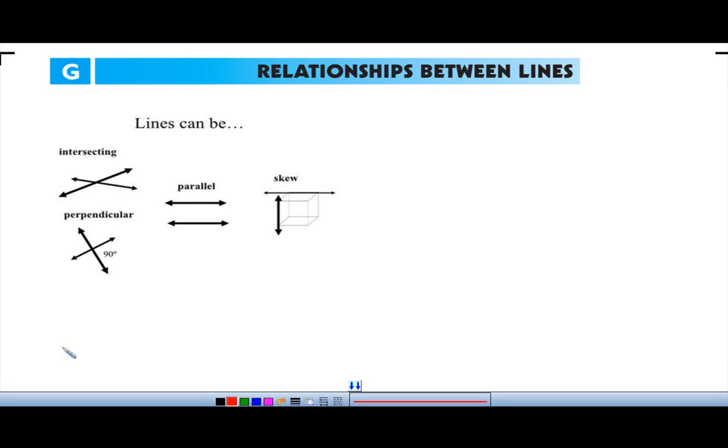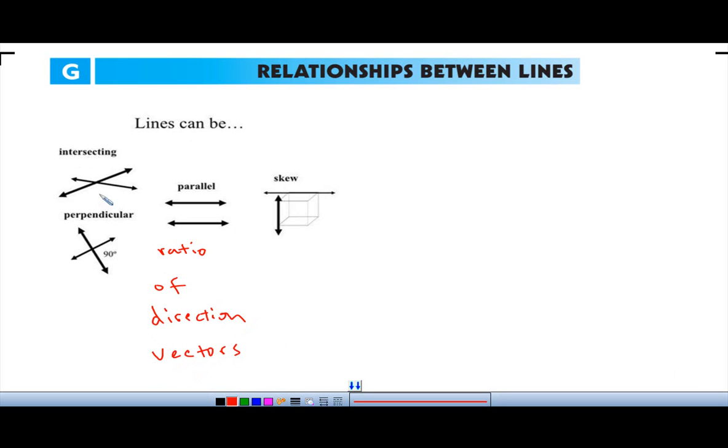Lesson G, the relationship between lines. So when you have two lines, there's a few different things that can happen between them. Two lines can be parallel, okay? If you want to check to see if two lines are parallel, what you want to do is compare the ratio of the direction vectors. All right, and we'll do an example in a moment so you see.